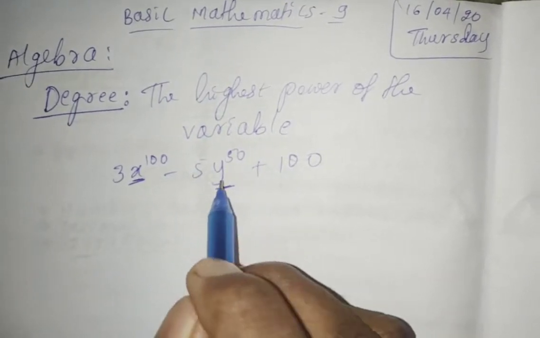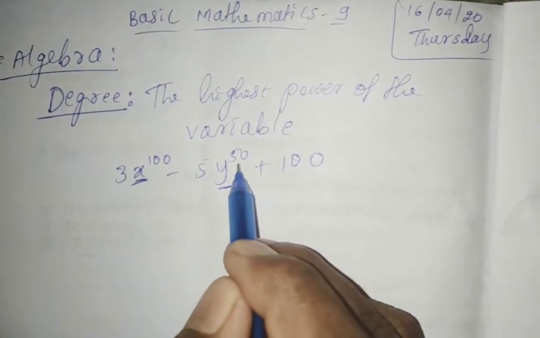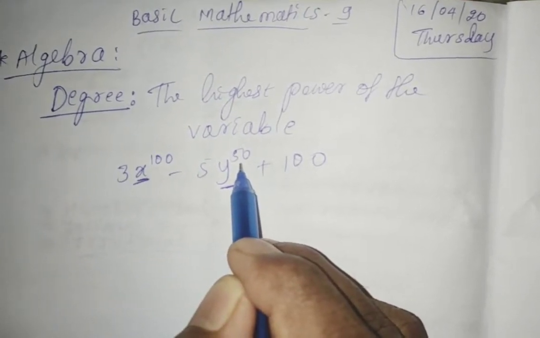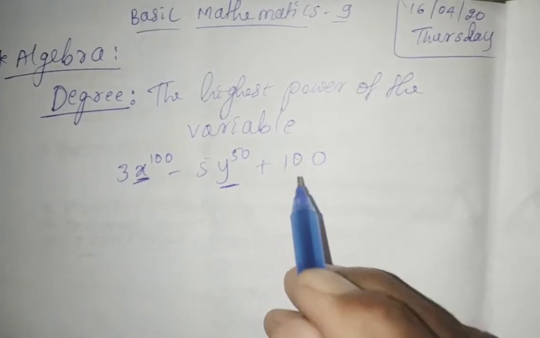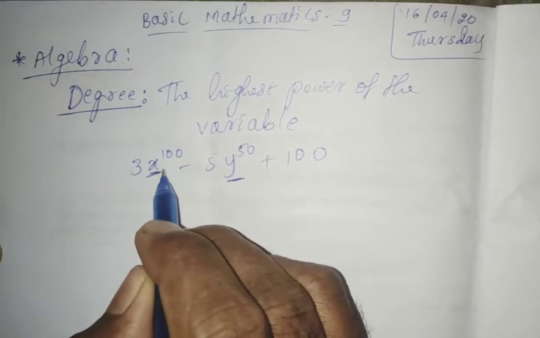So what is the highest power here? Power means this one, the exponent. So here 100 is there, here 50 is there. So you cannot write 150. We have to write only one degree, any one number, that is the highest power of the variable.